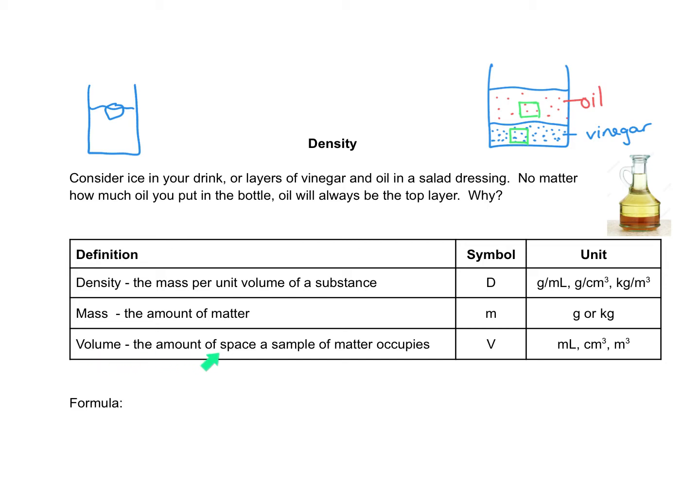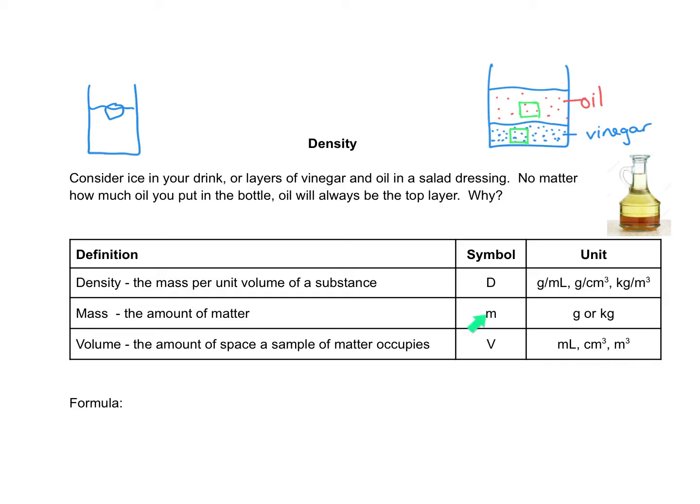Volume, right, is the amount of space that a sample of matter takes up, that it occupies. So you could have a volume of a textbook, right? Occupying length times width times height, that rectangular prism, or you could have a volume of water that's in a beaker, or your water bottle. So volume can be measured in milliliters, centimeters cubed, or meters cubed.